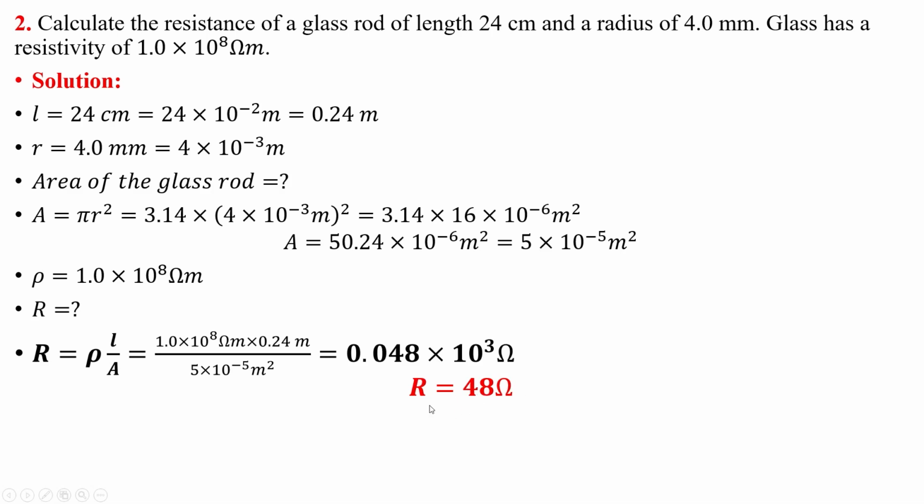So 48 ohm resistance is quite large for glass. Glass resistance is very high. That's why it is not used in electrical wiring, because its resistance is very high. That's why it is a poor conductor. The flow of electrons inside glass is almost impossible because its resistance is so high.